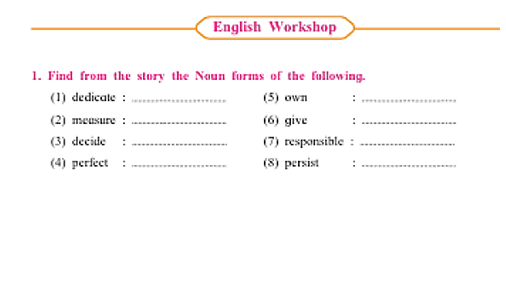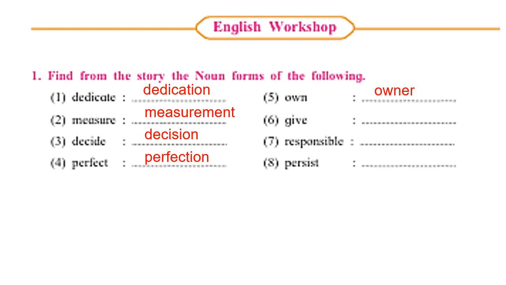English workshop. 1. Find from the story the noun form of the following. 1. Dedicate, dedication. 2. Measure, measurement. 3. Decide, decision. 4. Perfect, perfection. 5. Own, owner. 6. Give, gift. 7. Responsible, responsibility. 8. Persist, persistence.